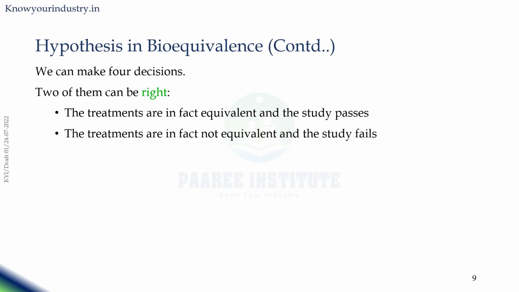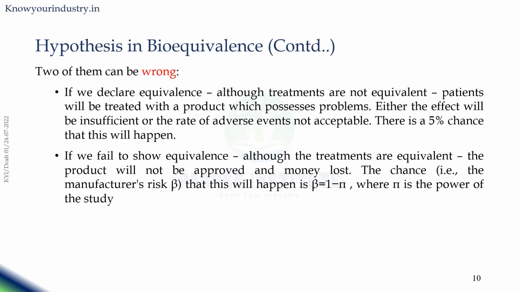And there are 2 other decisions that can also happen, that is type 1 error and type 2 error, where the products are in fact equivalent and the study fails, and the products are in fact not equivalent and the study passes, that is type 2 error. So when these 2 can be wrong, that is the type 1 error and type 2 error, what do we declare in case of equivalence? Although treatments are not equivalent, patients will be treated with a product which possesses problems. Either the effect will be insufficient or the rate of adverse events not acceptable. There is a 5% chance that this will happen. That is type 1 error.